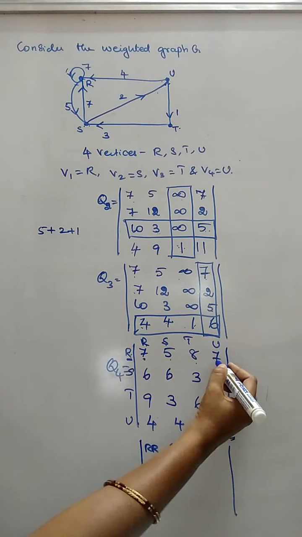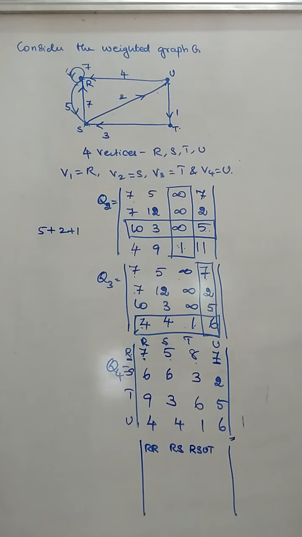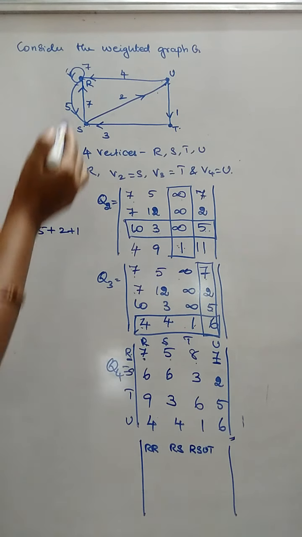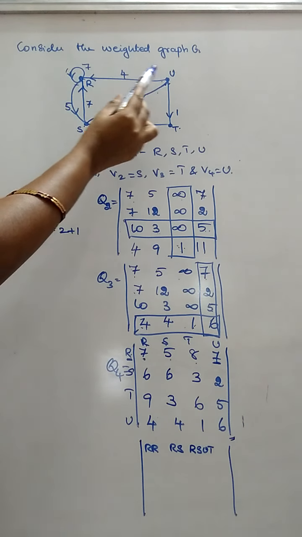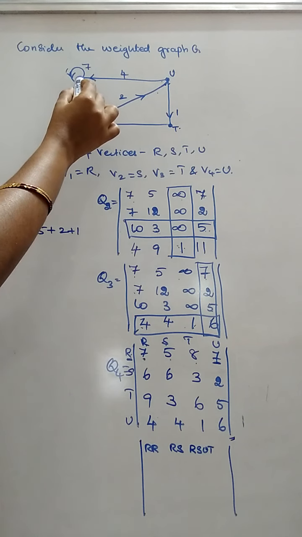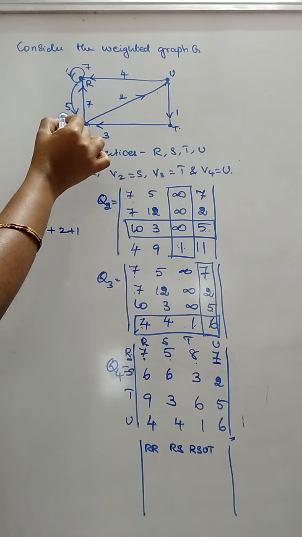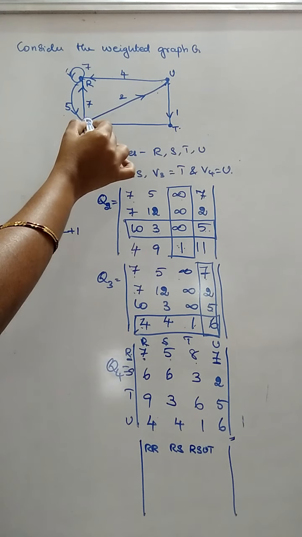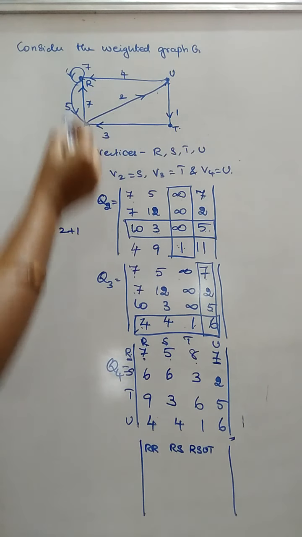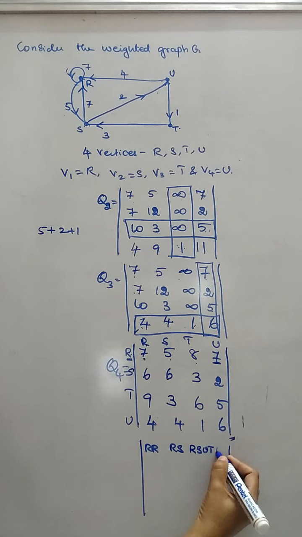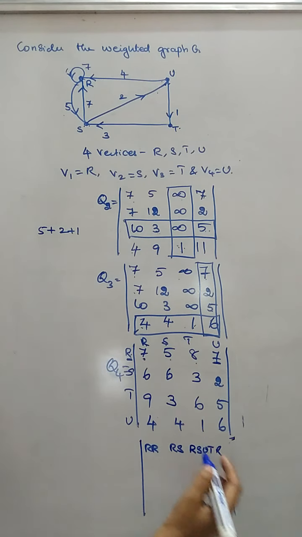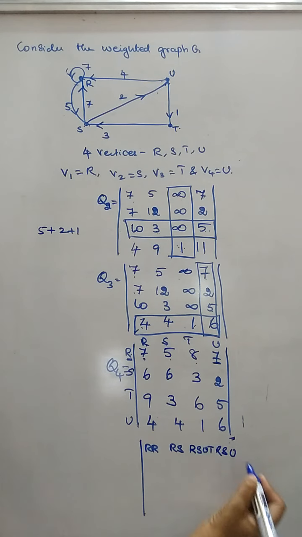And then for the path for 7, R to U, the weightage is 7. So from R to U, weightage is 7 means you can consider this one. Here you are having 5, 2 and the arrow mark is pointed towards S and from S to U. Right? So here you can write the path as from the vertex R to S, S to U.